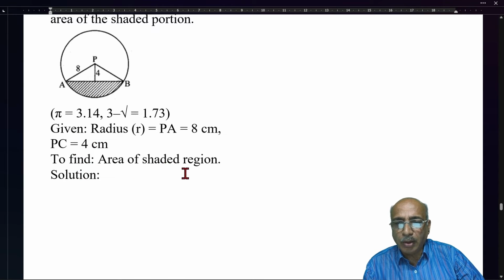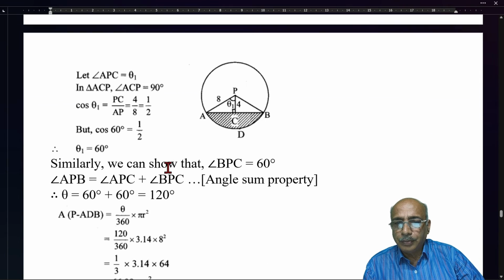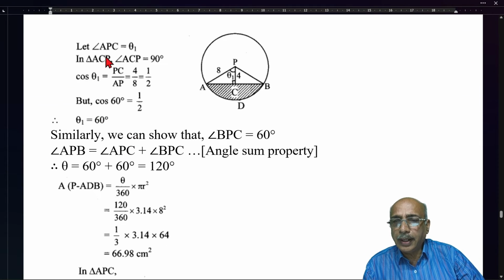To find area of shaded region, let angle APC equal theta 1. In triangle ACP, angle ACP equals 90 degree. Why? Perpendicular drawn. So cos theta 1 equals PC upon AP equals 4 by 8 equals 1 by 2. But cos 60 degree equals 1 by 2. Therefore, theta equals 60 degree.